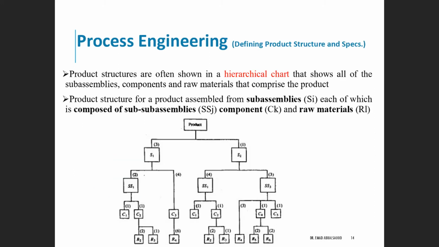Here we go again. And moving on to the steps for the process engineering. The process engineering, as we said, contains 6 steps, starting with defining product structure and specifications. Product structures are often in a graphical, hierarchical chart that shows all the sub-assemblies, components, and raw materials that integrate with the product.